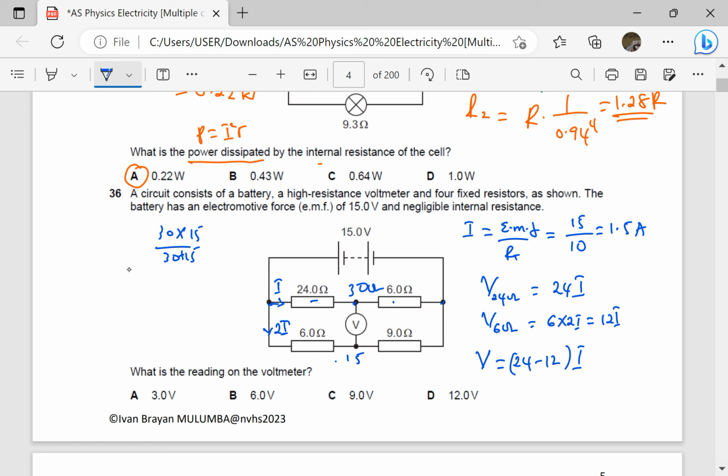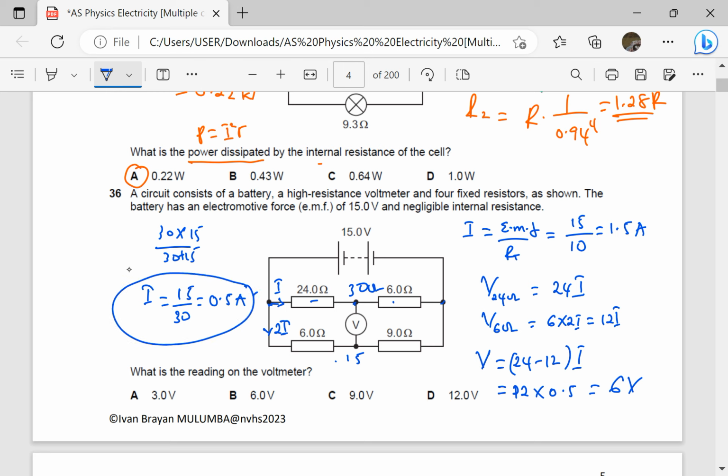But remember, if the current in 24 ohms is I, the current in 6 ohms is 2I. We can even find that current, after all, we know the PD is 15. I is going to be 15 divided by the total resistance there, which is 30. This gives us 0.5 amperes. So the reading there is going to be 12 times 0.5, which gives us 6 volts. I hope that is fine.